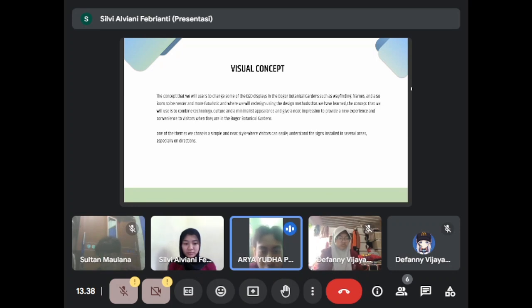One of the themes we choose is a simple and neat style where visitors can easily understand the signs and style in several areas, especially on direction. Next, please.